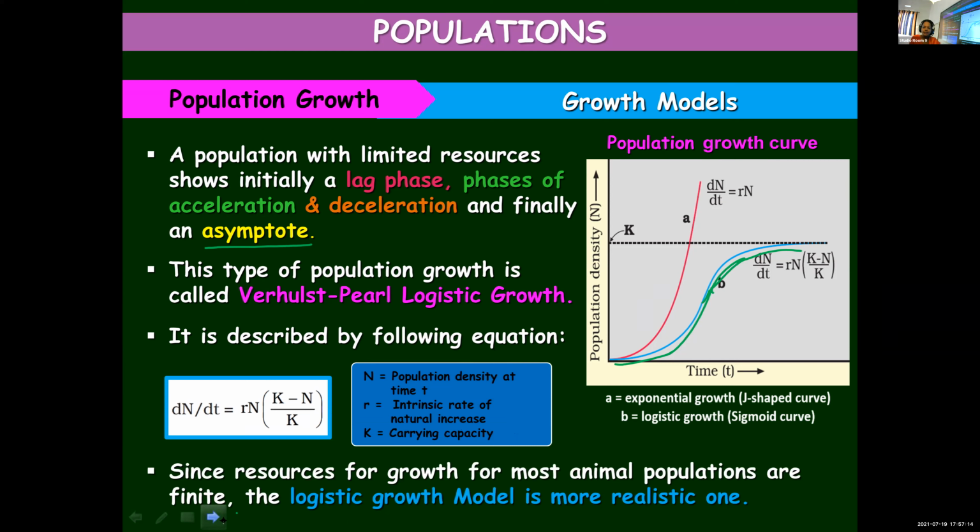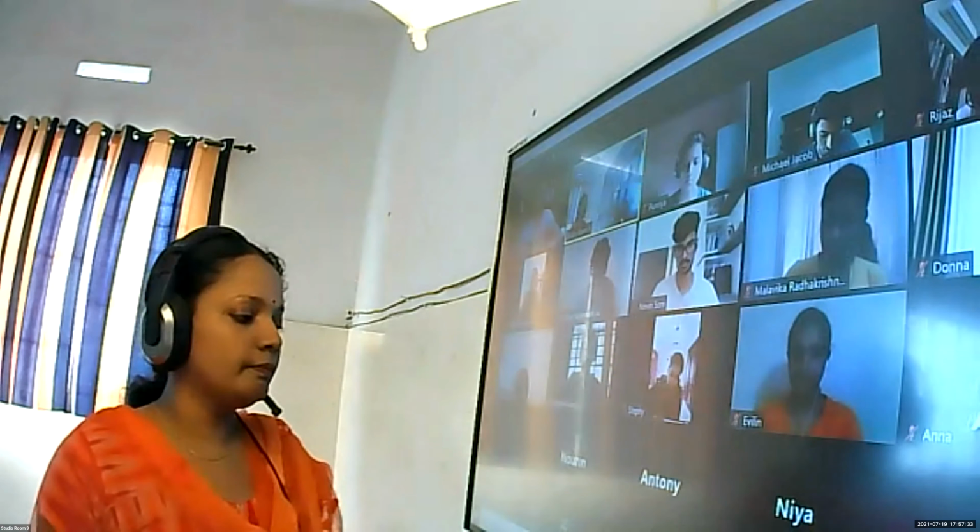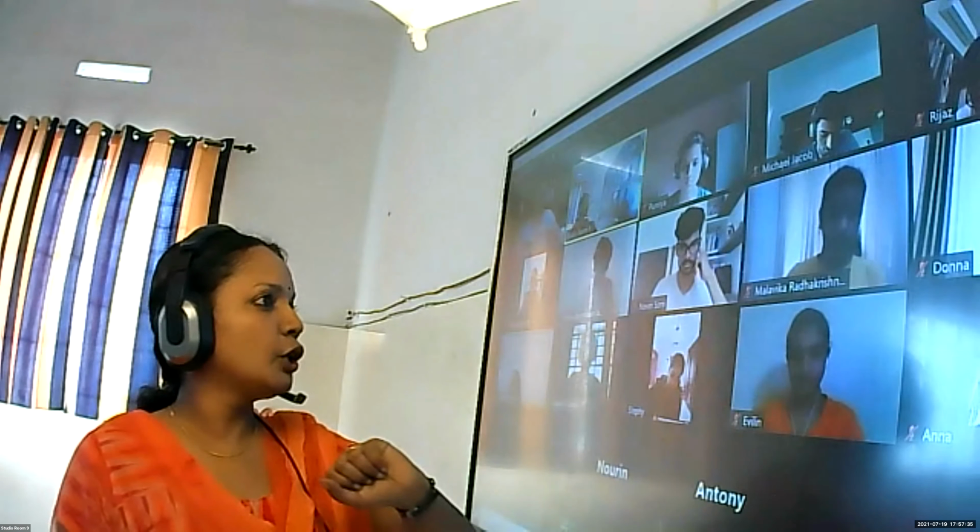And the more realistic growth pattern is the logistic growth pattern and not the exponential, because in most of the animal populations, the resources are limited. Okay? Children, have you understood? No doubts now?